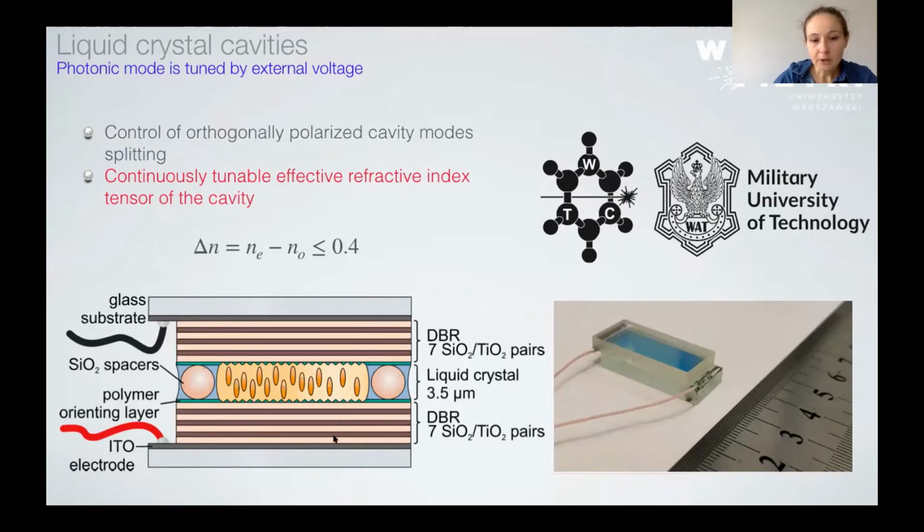So there is a bottom DBR and a top DBR, and a polymer layer with a special rubbing that allows us to orient the liquid crystal molecules in the initial condition. Then we can apply an external electric field through these ITO electrodes and reorient the liquid crystal molecules. And this is what our structure looks like. The whole structure is fabricated in Poland at the Military University of Technology in the group of Professor Wiktor Piecek.